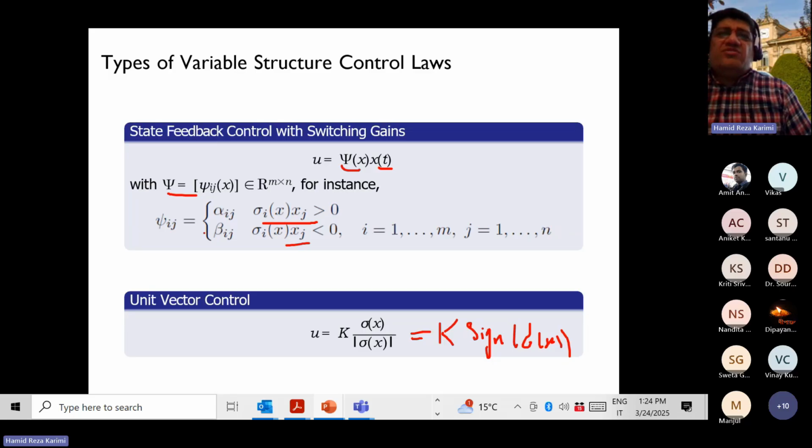So it also looks like this. You can, for example, choose it like this, and this means that the unit vector control is one example of the state feedback control with switching gains. But this is a general shape, and it could be another control. So the philosophy behind the unit vector control is taken from the state feedback control with the switching gains.